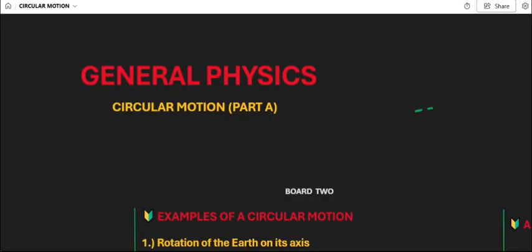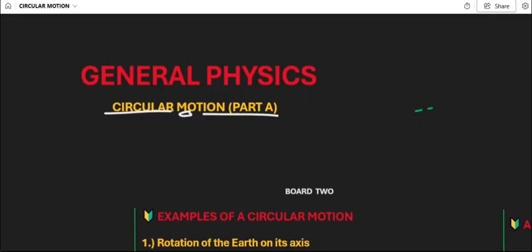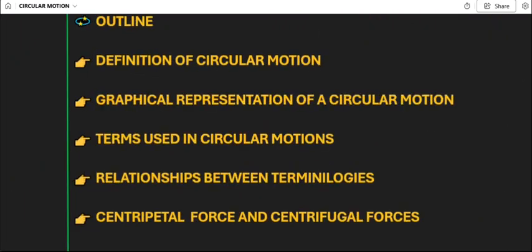In general physics class today, we are going to be learning a topic called circular motion, part A. In our circular motion, we are going to start with the introduction to circular motion and learn some examples, then terms and terminologies under circular motion. Let's dive into the course outline and see what we are going to learn.